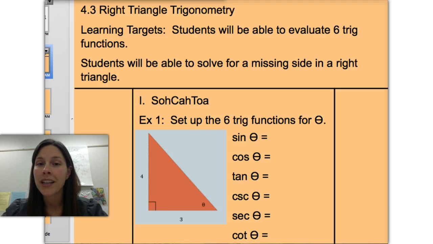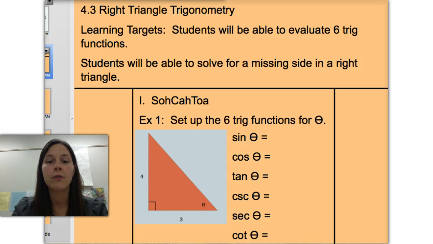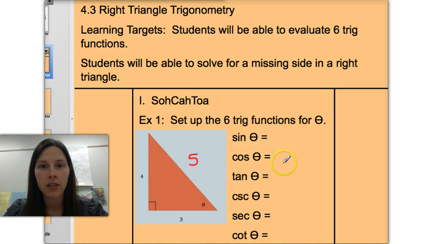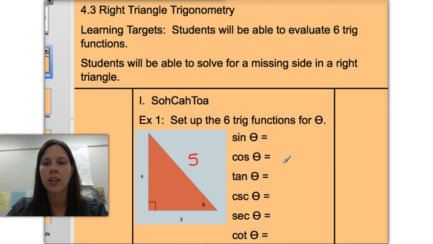Some of you may recognize this as a Pythagorean triple. The sides are 3, 4, and 5. If you do not remember or recognize that relationship, you can always use Pythagorean theorem to set it up, and I will assume that you guys know how to use Pythagorean theorem for that.